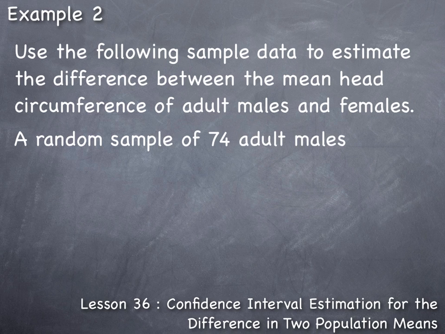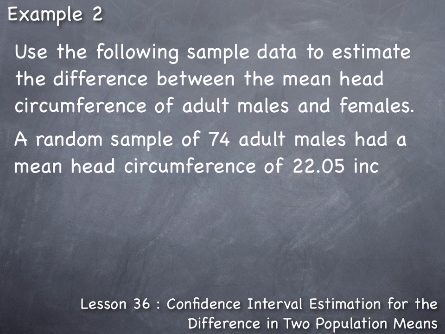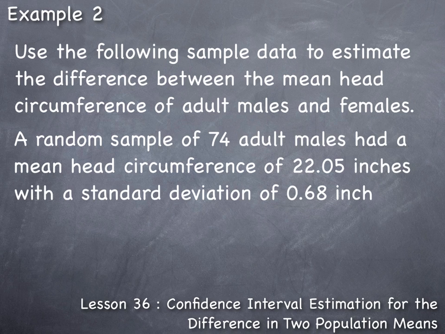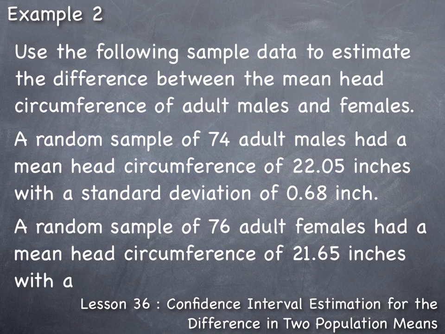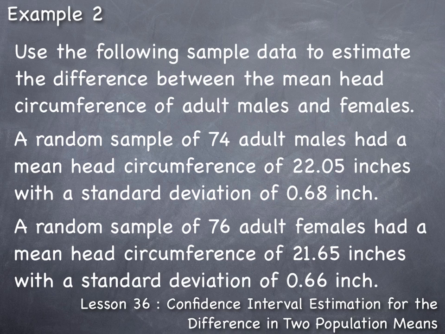A random sample of 74 adult males had a mean head circumference of 22.05 inches with a standard deviation of 0.68 inch. A random sample of 76 adult females had a mean head circumference of 21.65 inches with a standard deviation of 0.66 inch. In this example, we're going to estimate the difference between the mean head circumference of adult males and females.